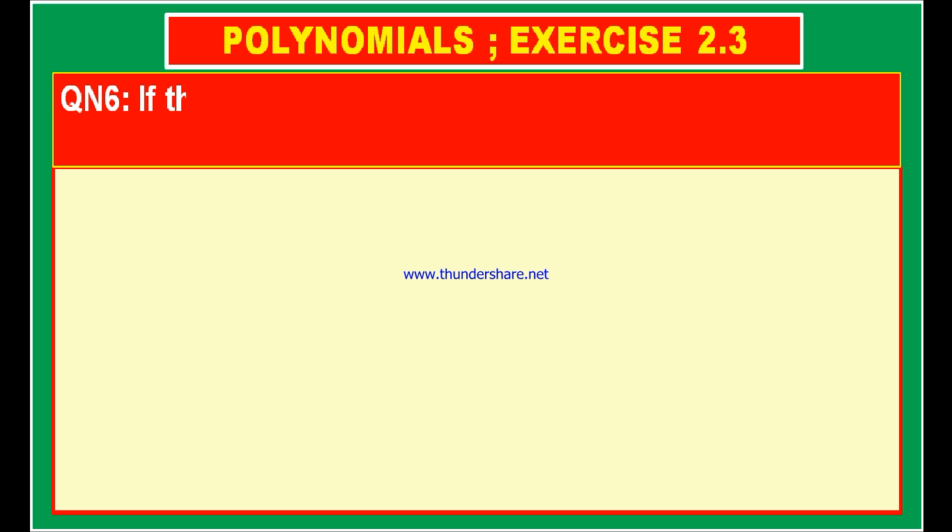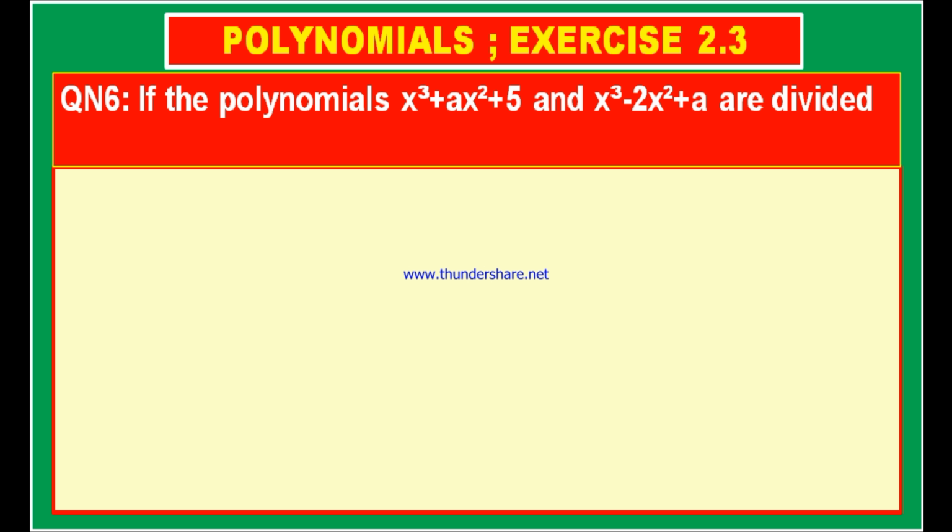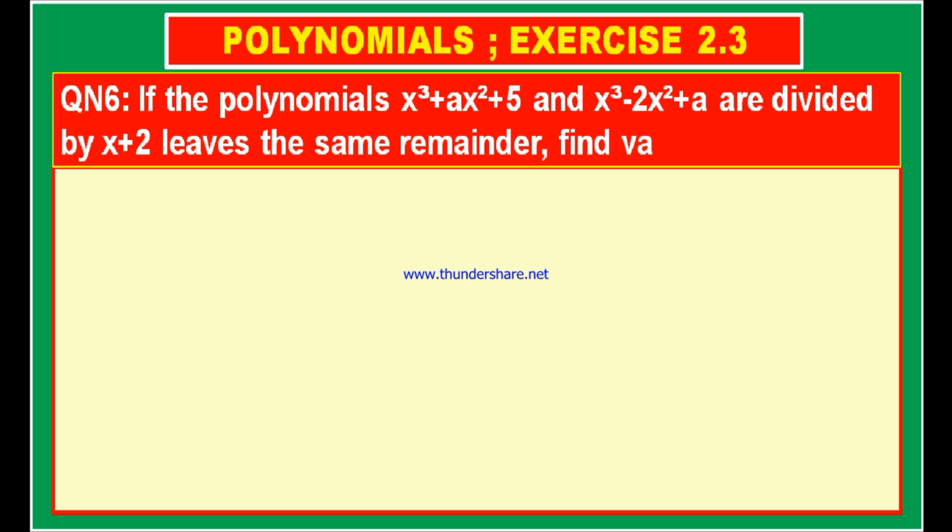Now, question number 6. If the polynomials x cube plus ax square plus 5 and x cube minus 2x square plus a are divided by x plus 2 leaves the same remainder, then find the value of a. I shall repeat. If the polynomials x cube plus ax square plus 5 and x cube minus 2x square plus a are divided by x plus 2 leaves the same remainder, then find the value of a.